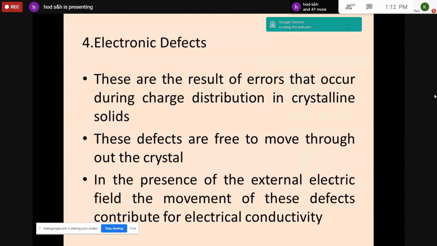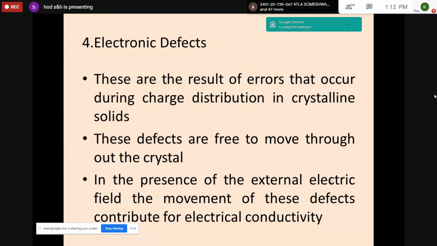So it disturbs and unbalances the electrical behavior, and they move freely in the boundaries of the crystal, causing certain distortion. In the presence of an external electric field, this movement is significant, and it contributes to the conductivity of the material in one particular direction. These impurities or imperfections are called electronic defects.